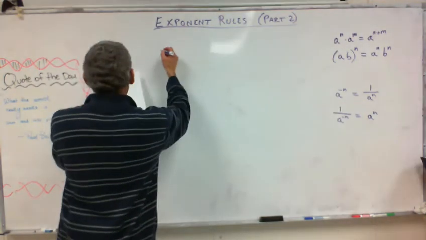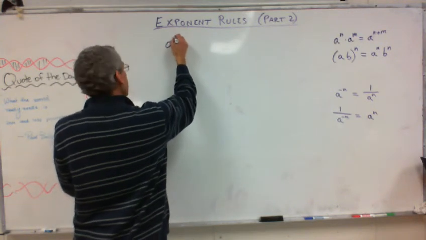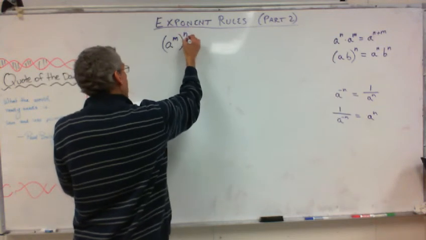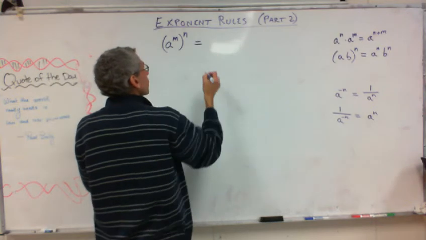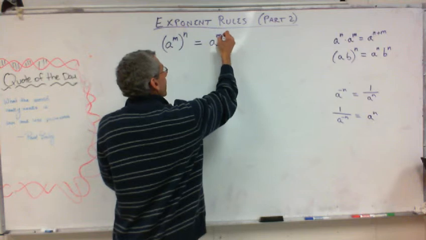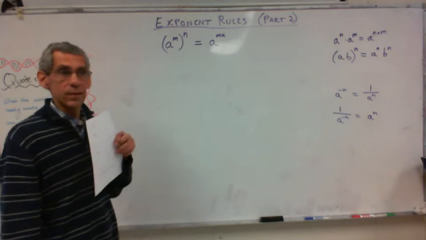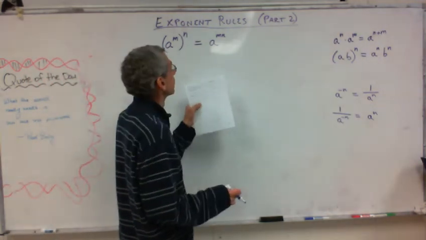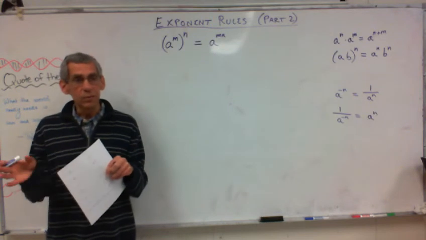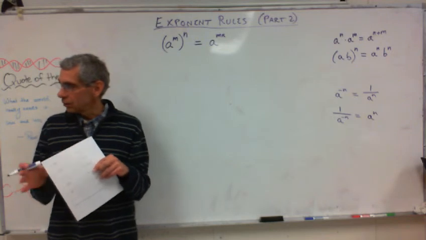Let me just see how I wrote the rule. Okay, so this is our next rule: a to the m in parentheses raised to the n power equals a to the m times n. M times n. Does that make sense? Now, usually when you're multiplying things with same bases, you never multiply exponents, right? You're adding the exponents. That's what we've been doing.